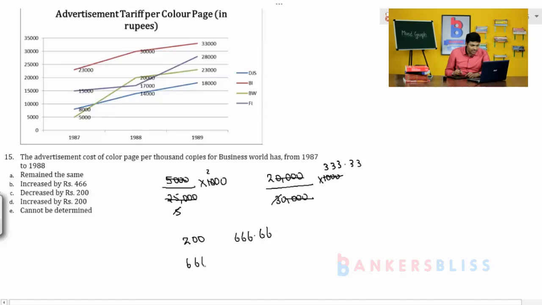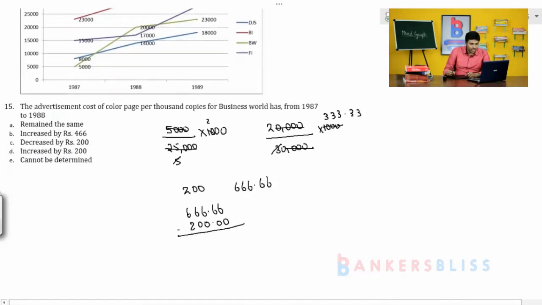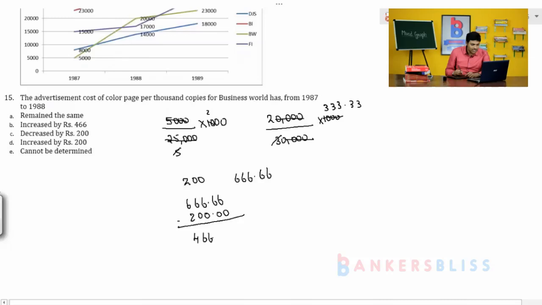See here, 666.66 minus 200. Altogether you are going to get 466.66, which is nearly equal to 467, or you can consider it as 466. It doesn't make that much impact. So it was 200, now it is 666.66. Therefore 466 is increased. Option B is the right answer. So problem number 15, option B is the right answer.